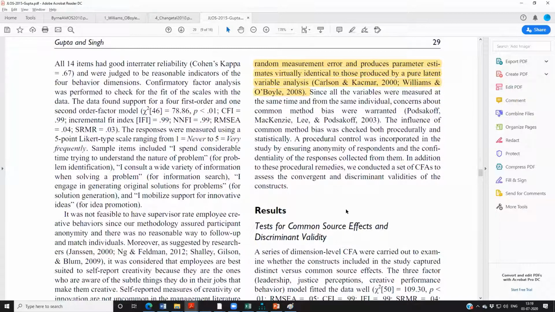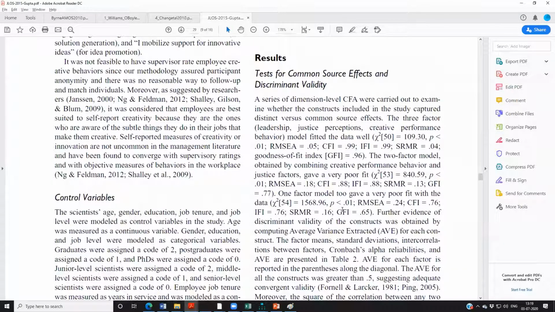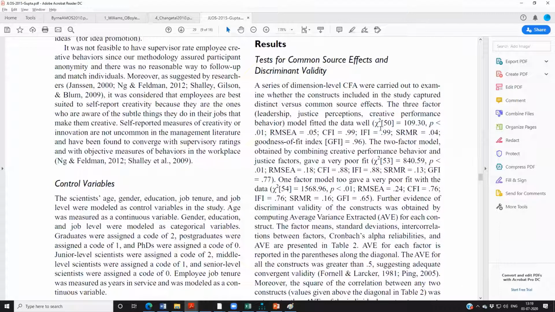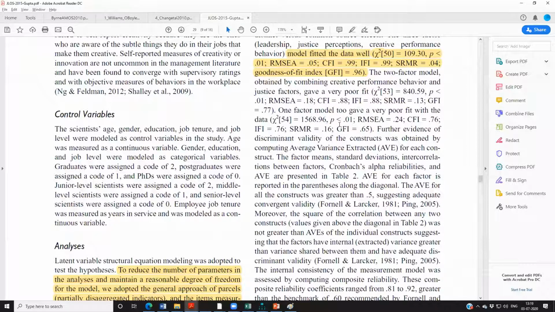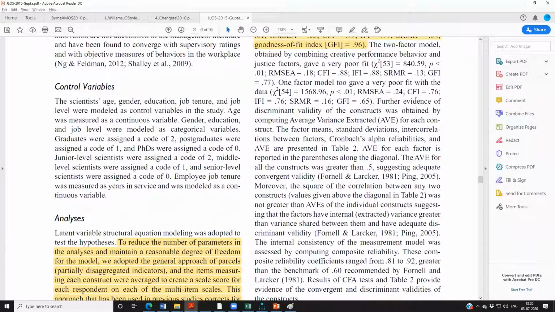And therefore I mentioned why I am doing this. Then the three factors, this is how I am reporting my CFA results. A series of dimension level CFAs were done, okay? And the three factor model fitted the data well. This I showed you, I told you this morning that this is how you should write your results, that the model fitted the data well. And then I did the two factor model. This is another way of showing that the factors were discriminant. Then I say further evidence of discriminant validity of the constructs was obtained using average variance extracted.